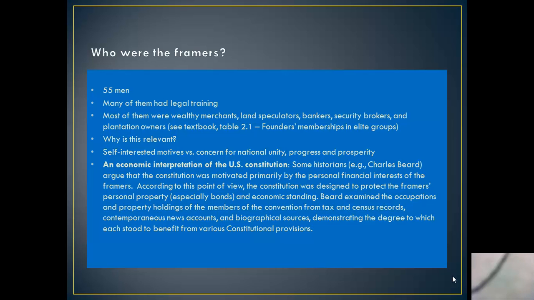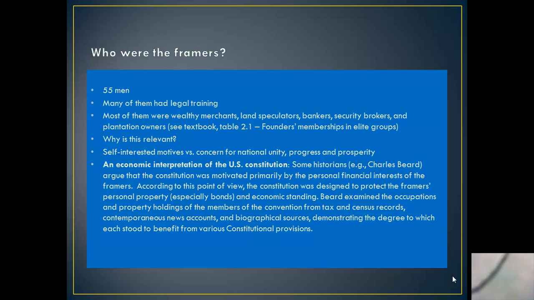Did creating a stronger central government help them, economically speaking, or were they more concerned about national unity, progress, and prosperity? Some historians, Charles Beard would be an example, would take the view of framers being motivated more by self-interest.